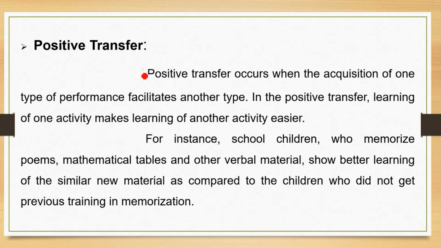Positive transfer occurs when the acquisition of one type of performance facilitates another type. In the positive transfer, learning of one activity makes learning of another activity easier. So positive transfer is a case where suppose you know something, then learning something new becomes easier because of what you already know. Now let's see an example. For instance, school children who memorize poems, mathematical tables and other verbal material show better learning of the similar new material as compared to the children who did not get previous training in memorization. So it's pretty easy to understand.